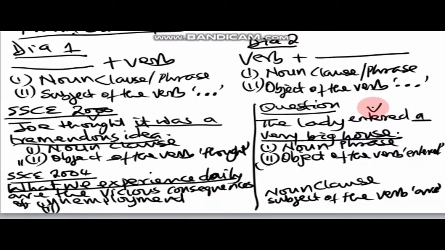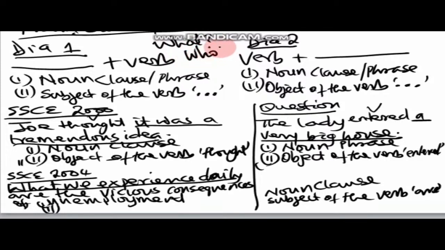Then, the lady entered a very big house. Entered is a verb. Immediately after the verb entered, you have what? Underlined words, which makes it a noun, object of the verb entered. But is it a clause or a phrase? A phrase, because it does not contain any verb at all. So I believe that with these two diagrams, we should be able to identify where something is a noun.